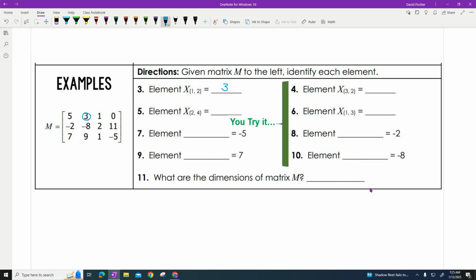I want to know the element that's in the place of 2, 4. So row 2, that's this guy, and I want to know the column 4. Fourth number over is 11.